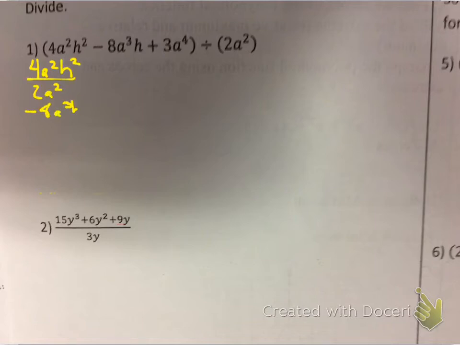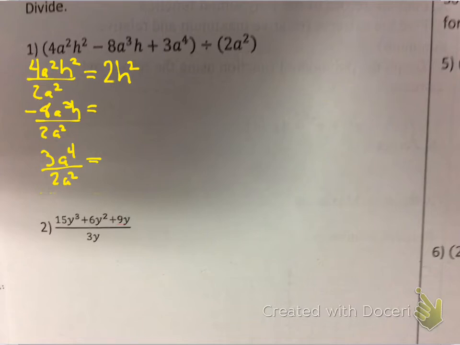4a squared h squared over 2a squared, negative 8a cubed h divided by 2a squared, and 3a to the fourth power divided by 2a squared. You're dividing the coefficients, subtracting the exponents. So 4 divided by 2 is 2. A squared minus 2, a squared over a squared, gives you a to the 0, which you don't need, so we'll just scratch it out. And then nothing divided the h, so it's h squared.